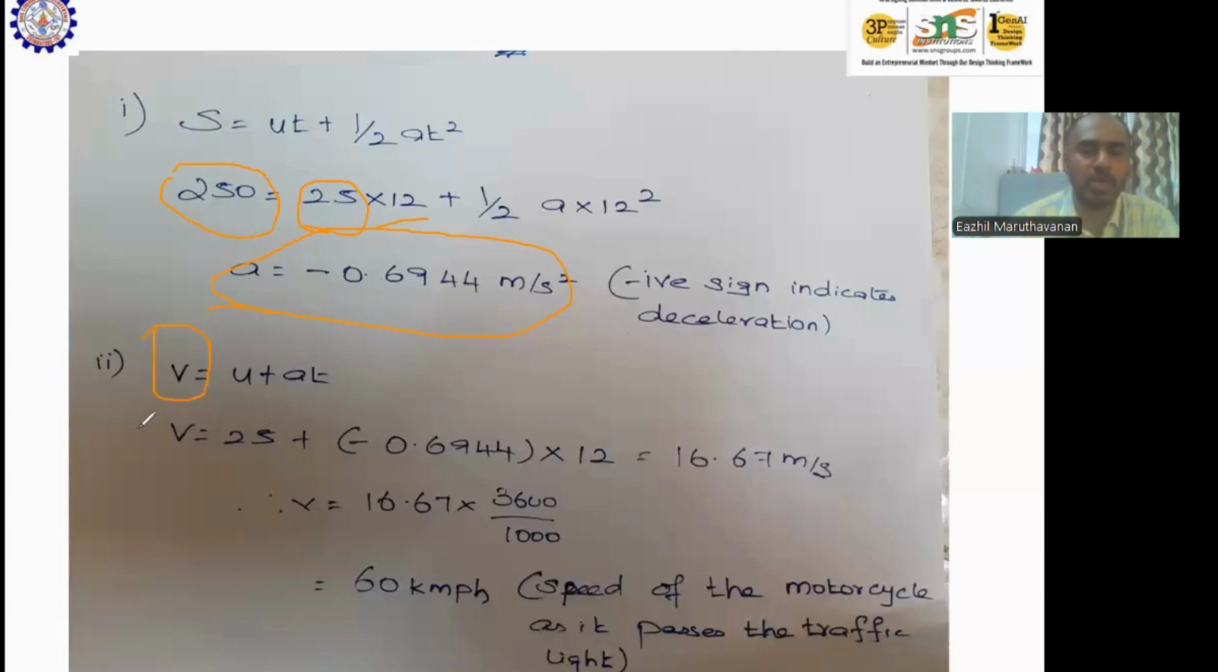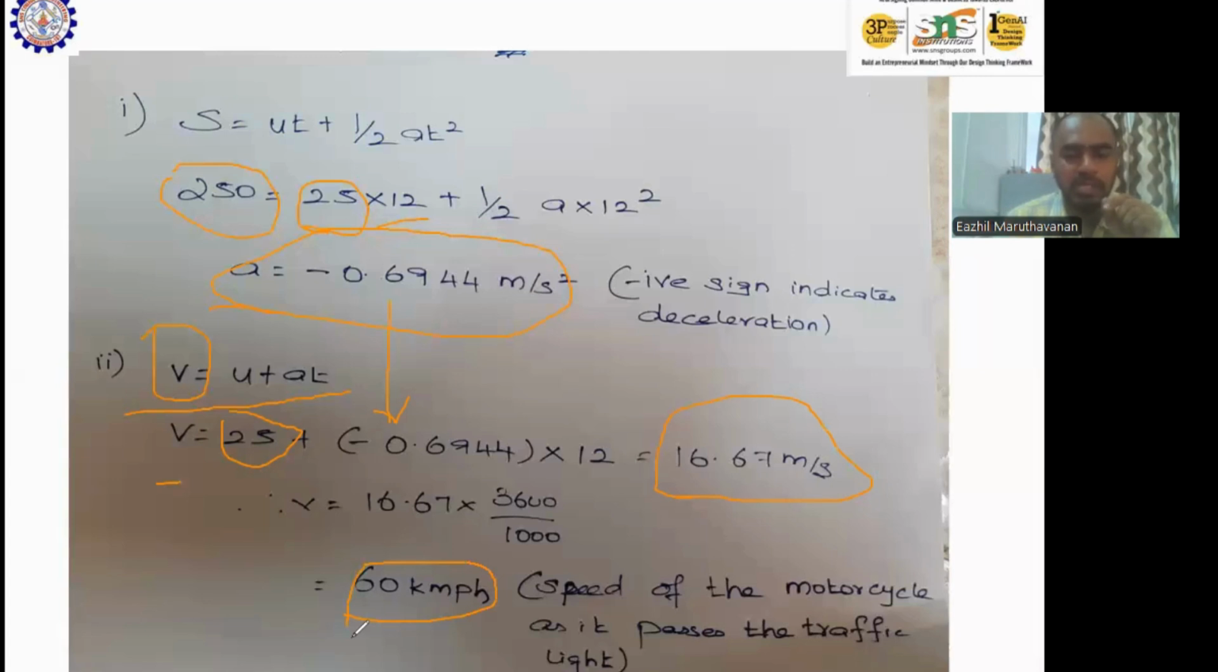To find the velocity at which we pass the signal, we use the equation v = u + at. Here we don't know the value of v. The u is 25, and now we have calculated the acceleration, so we substitute a as −0.6944 and t as 12. We'll get the velocity as 16.67 meters per second. We have to convert it into kilometers per hour, so 16.67 into 3600 divided by 1000. We'll get the final velocity as 60 km per hour.